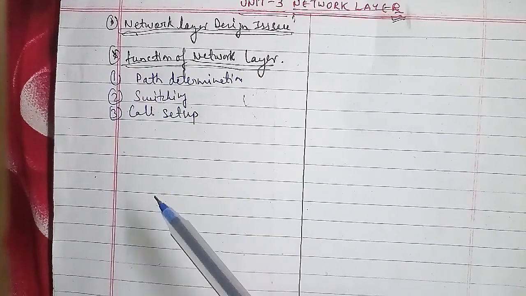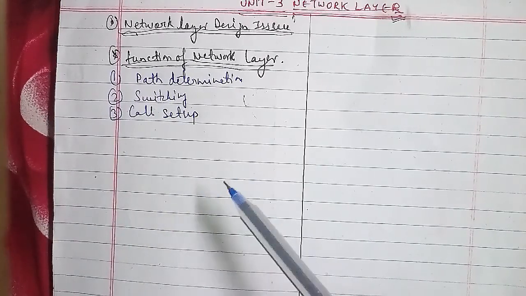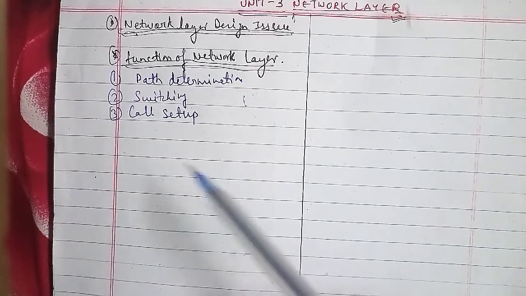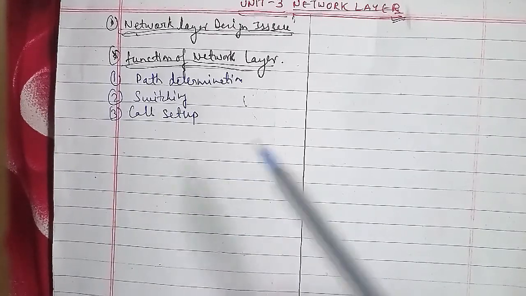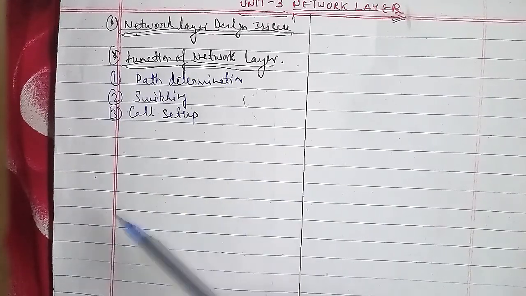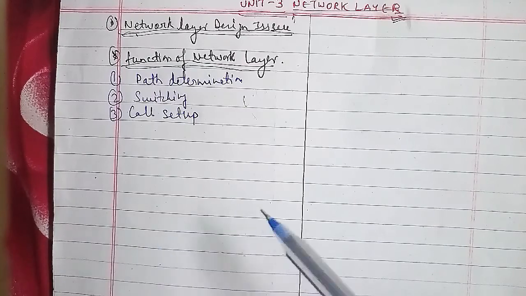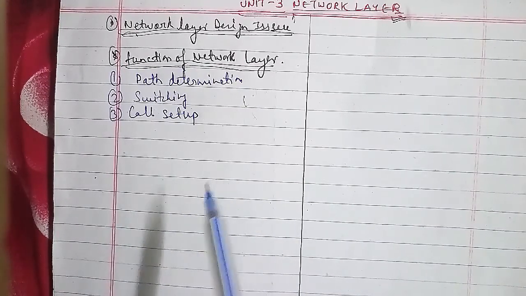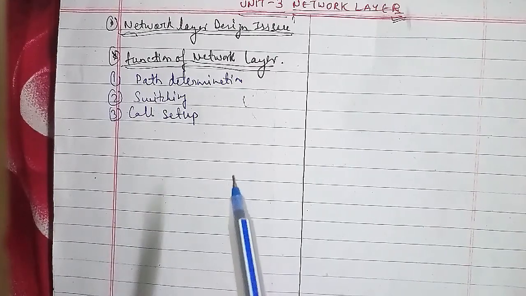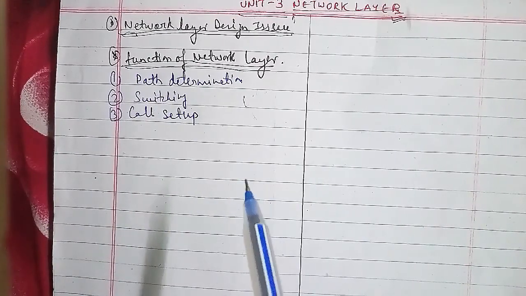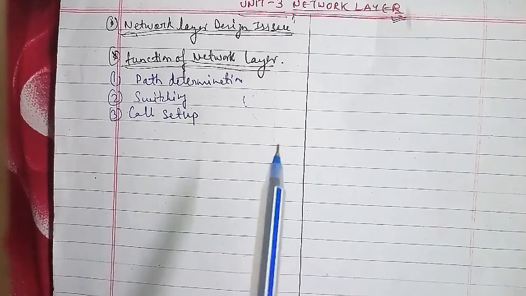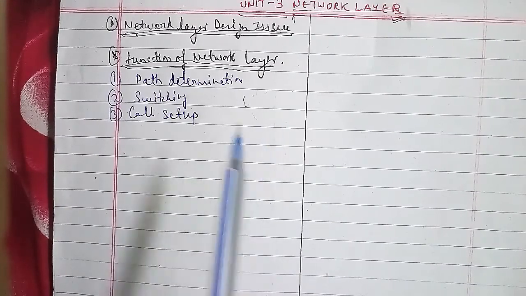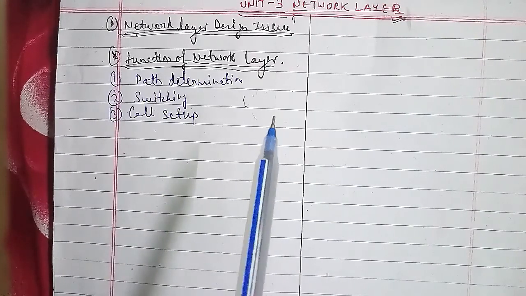So the network layer must fulfill the following requirements. The first is that the services should be independent of network topology. The second is that the network addresses should be made available to the transport layer with a uniform numbering plan. The third is that the transport layer should be shielded from the number and types of routers and the topology present.